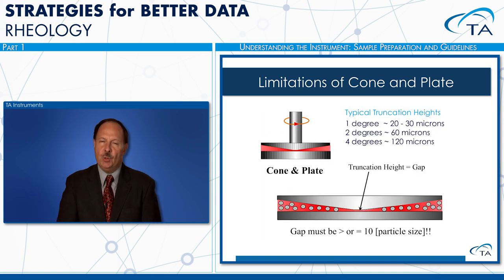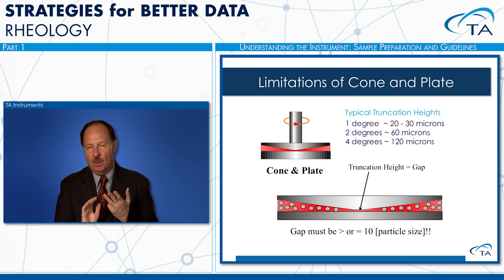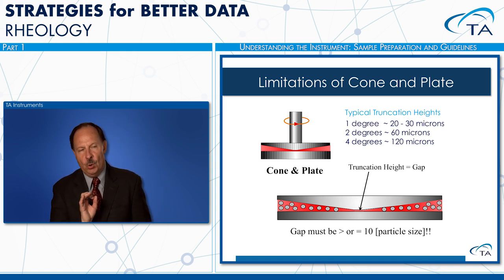One of the things about using a cone and plate geometry is that you need to run it at a particular gap. When you purchase a cone geometry, what you would notice is that you're going to get three numbers. One is the diameter of the cone, the other will be the cone angle, the third thing will be the truncation. And the truncation gap is the gap at which you would need to run your experiment to get the best data, okay?